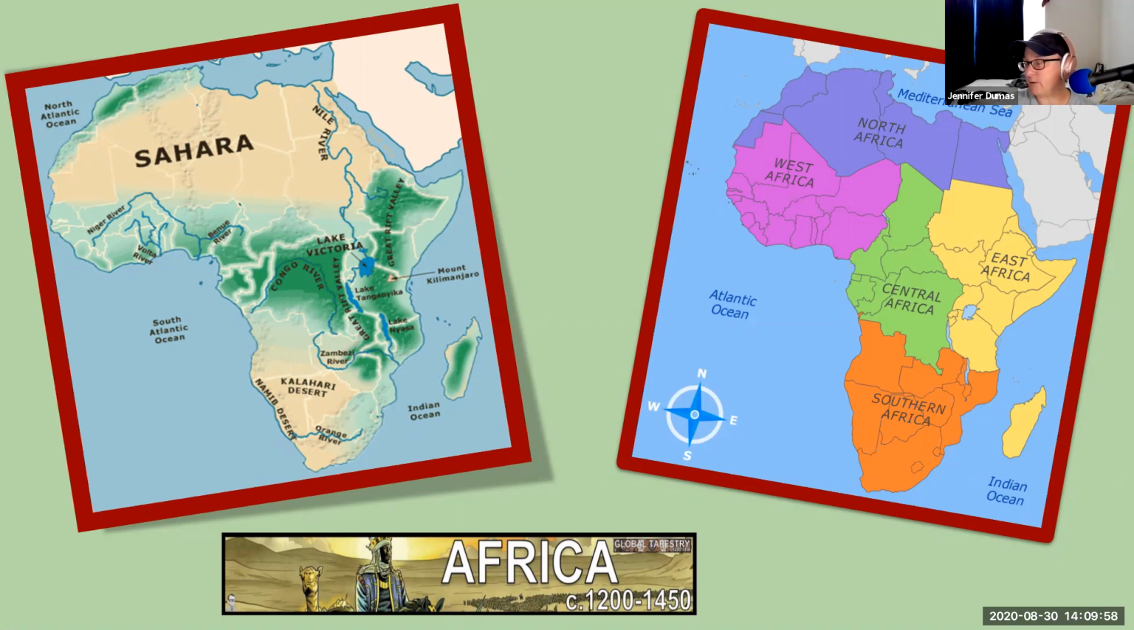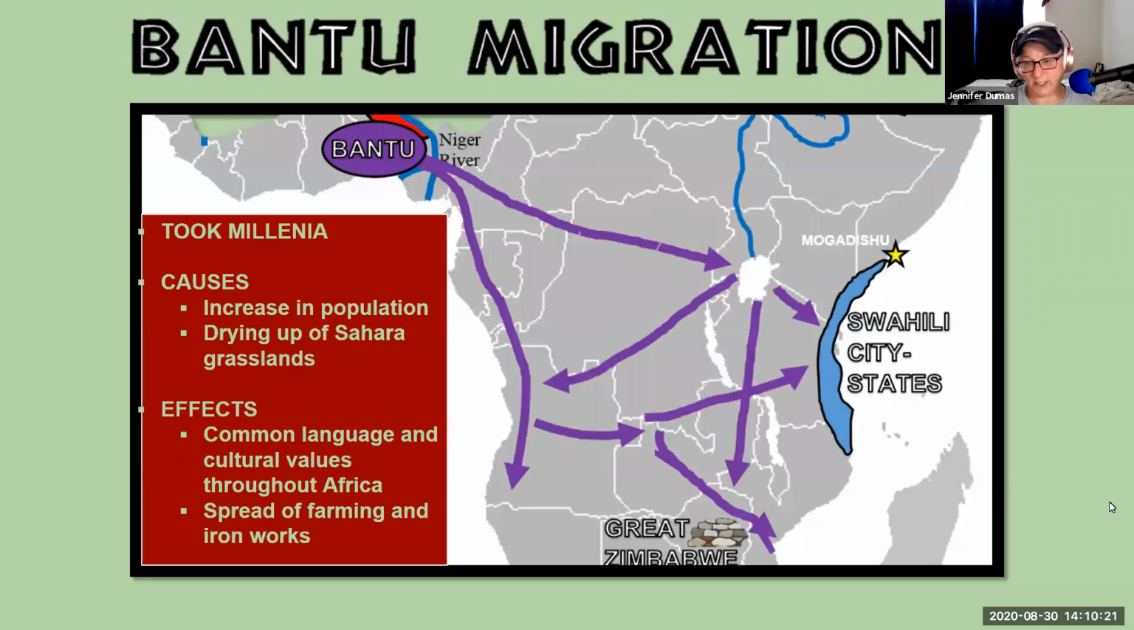Now, on the right-hand side with the regional map, the reason we're giving you a regional map this time is because we will rarely, if ever, talk about Africa as a whole. It's just too big of a continent. So we need you to know the different regions because this is what we're going to refer to. Today, we are primarily going to be talking about West Africa. And that is because that's where the Bantu migrations originate.